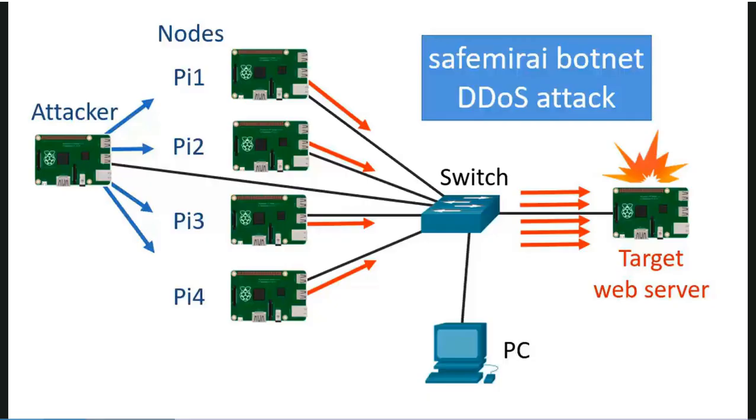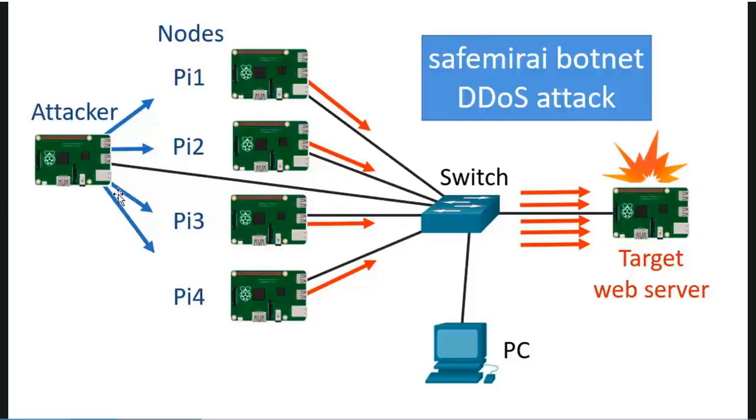Now, how it's going to work is I'm at my PC and I'm connected to a switch, and I have Raspberry Pis also connected to the switch. We're going to use a Raspberry Pi for the target web server, as well as 4 Raspberry Pi nodes that will make up the botnet. Now, this botnet will be controlled by the attacking device, which is also a Raspberry Pi.